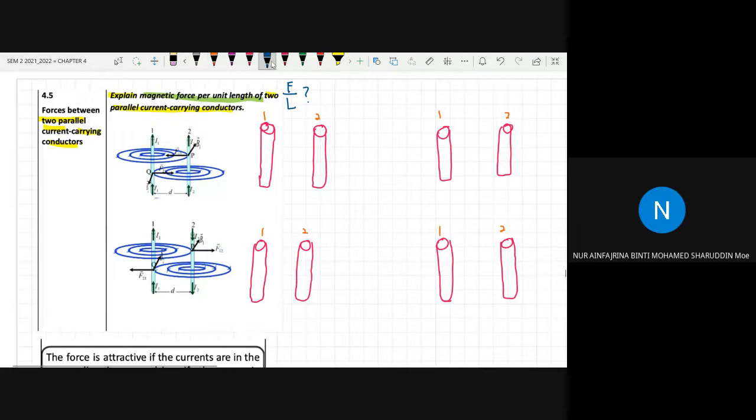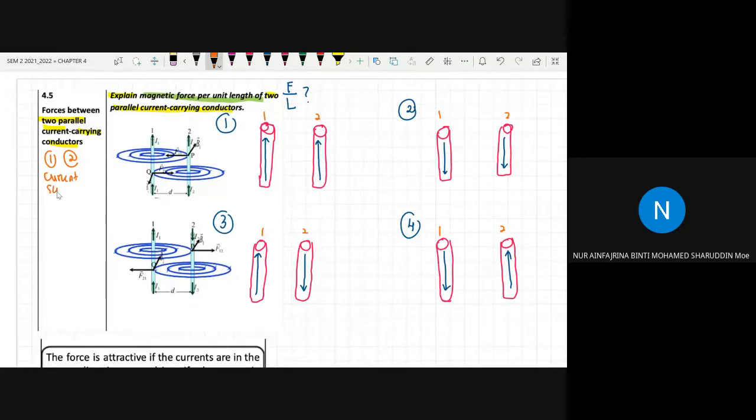Okay, yang membezakannya adalah direction of the current. So for the first one, kita akan ada both current upwards, dua-dua current ke atas. And for the second one, dua-dua current ke bawah. And for the third one, awak akan ada satu ke atas, one upward and one downward. Kalau yang keempat, satu current ke bawah, satu current ke atas. So yang bahagian 1 dengan 2 ini, current same direction. 3 dengan 4 ini, current opposite direction.